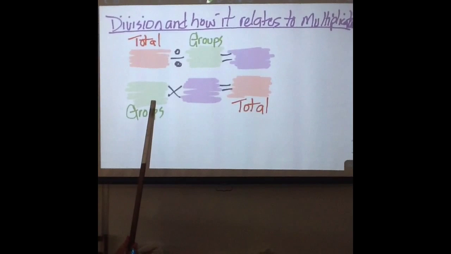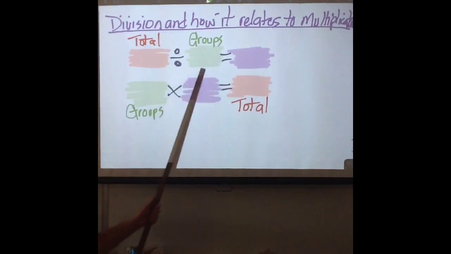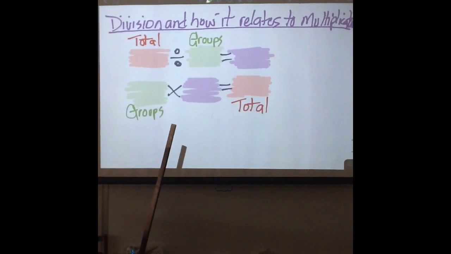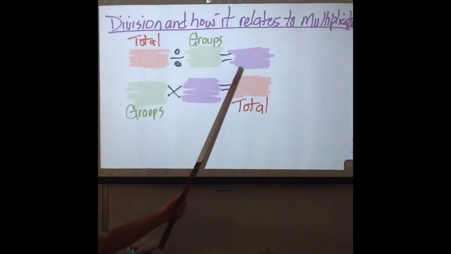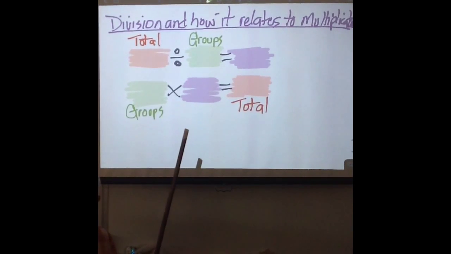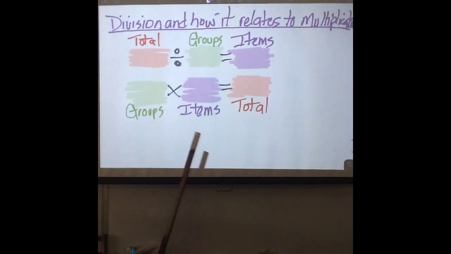Now we have our groups, and we'll get into that in just a minute. And that's going to leave us with something here. I'll change my color. This is going to give us our items. This is how many in each box or in each group. That's what items mean. So say it with me. This is how many are left in each of the groups.